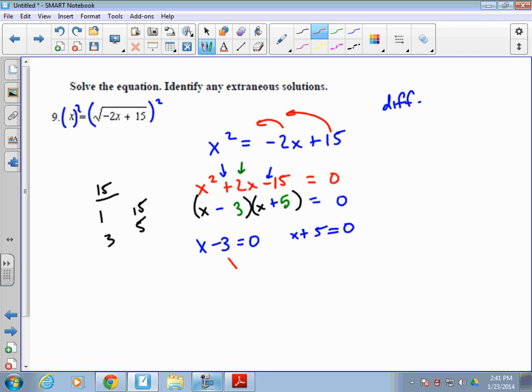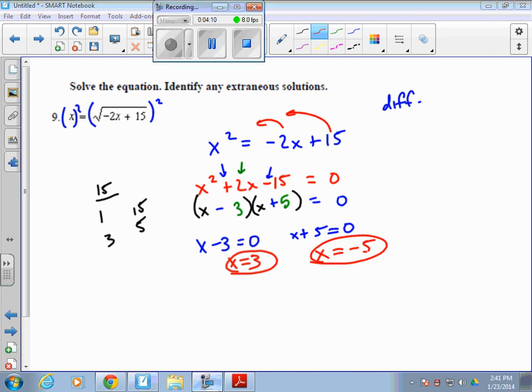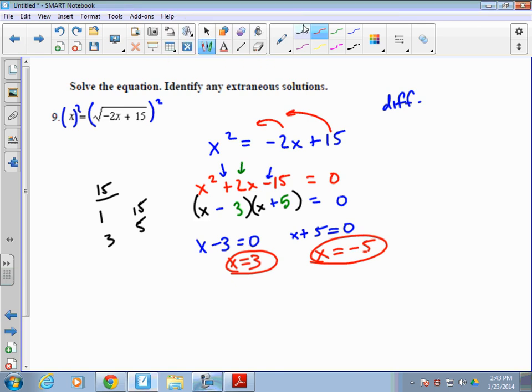So when you add 3 to both sides, x equals 3. And when you subtract 5 on both sides, x equals negative 5. So one or both of those answers could be right. That's what it means by extraneous answer. Extraneous answers are answers that, when you plug them back into the original equation, give you false statements.